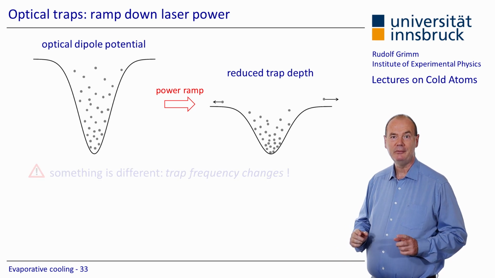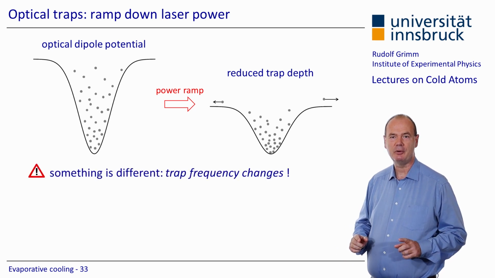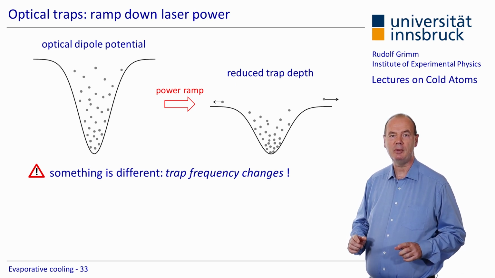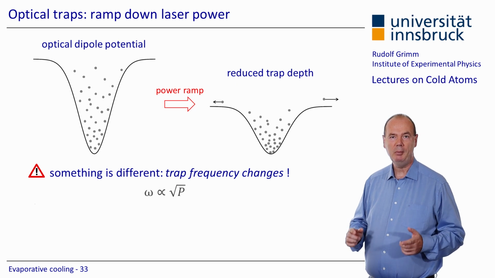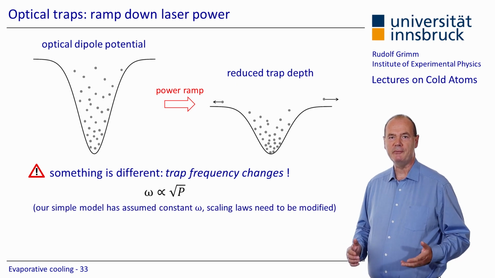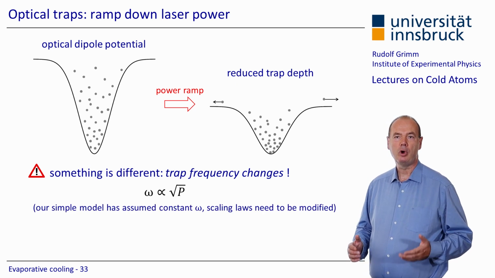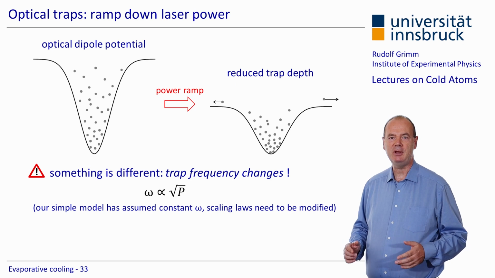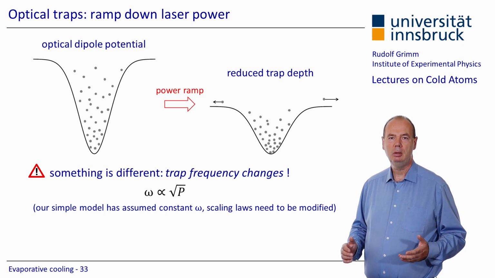But something is different to the scenario discussed before. A reduction of the laser power also reduces the trap frequency omega, and omega is proportional to the square root of the power P. In our simple model presented before, we had assumed constant omega. With varying omega, the scaling laws for density, phase space density and collision rate need to be modified, which however is not very difficult.